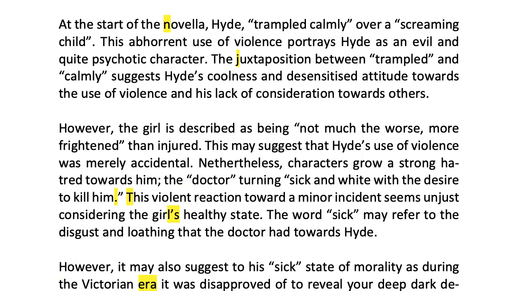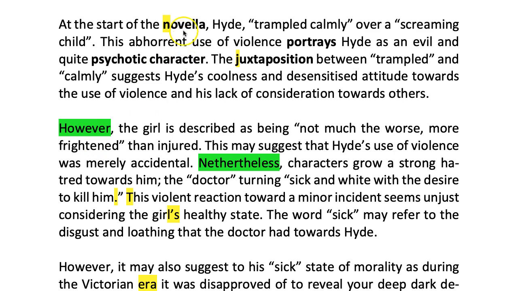Now let's have a look at the terminology. Okay, the terminology is in bold here. Terminology means the words that you need when you're writing about literature. So it's not about nouns, verbs, adjectives. It's where you're talking about the meaning. So novella, portrays, psychotic character, juxtaposition. These are all words you have to use when you're writing about a literature text. All right, not every character will be psychotic, but this kind of description of a character will always happen when you're writing about literary texts.